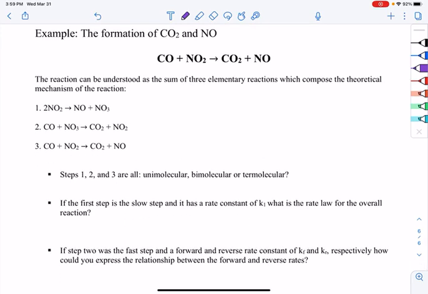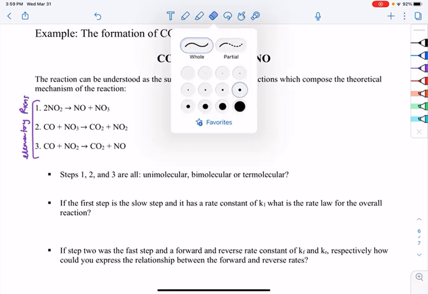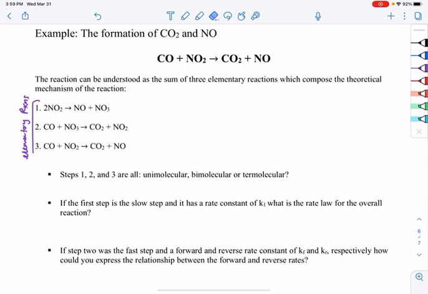Here we have the formation of CO2 and nitrogen monoxide. You can understand this reaction as the sum of 3 elementary reactions. These are the elementary reactions. The first thing you should always test to see if it's a valid mechanism is to add those things up. So let's add these up and see what happens. I'm going to cross stuff out, but you might not want to. Notice I've got an NO3 on the product side, an NO3 here. I've got an NO2 here, an NO2 here. I've got, let's see.